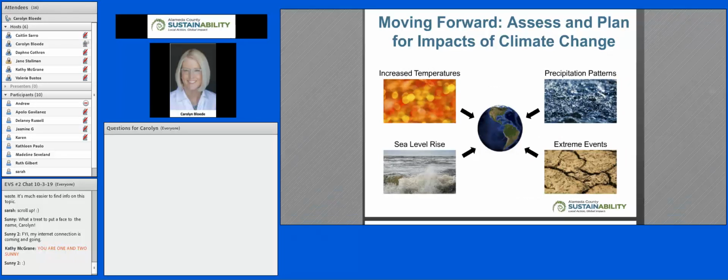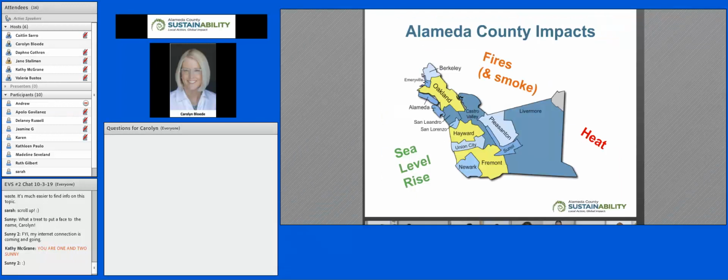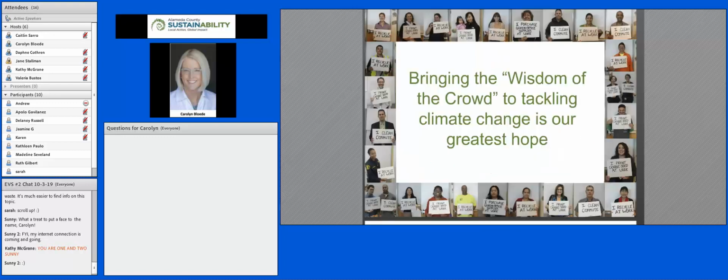Moving forward, we're really looking at assessing the plan for the impacts of climate change: increased temperature, sea level rise, changes in rainfall, extreme events. And particularly here in Alameda County, being right on the San Francisco Bay, we really have to start planning for and addressing sea level rise. You may have seen in the news some of the wildfire smoke events that we've had, as well as extreme heat. Most people don't have air conditioning in Alameda County, so these are things like the heat and the wildfire smoke that are really impacting communities.